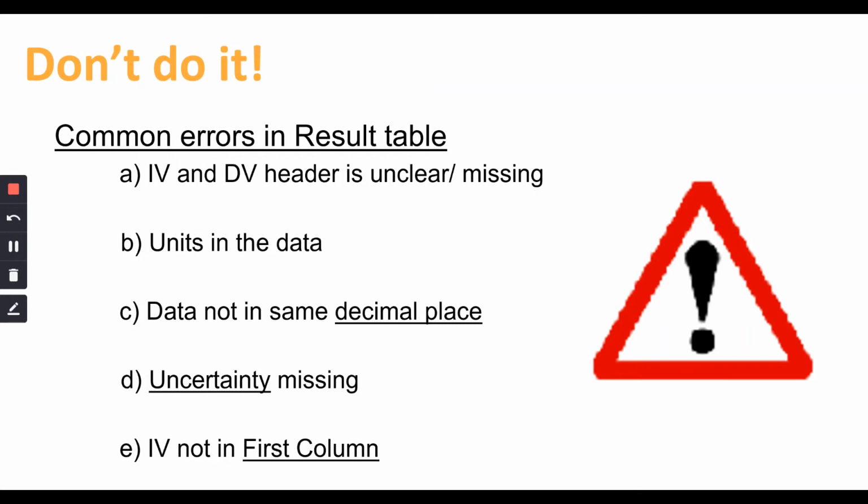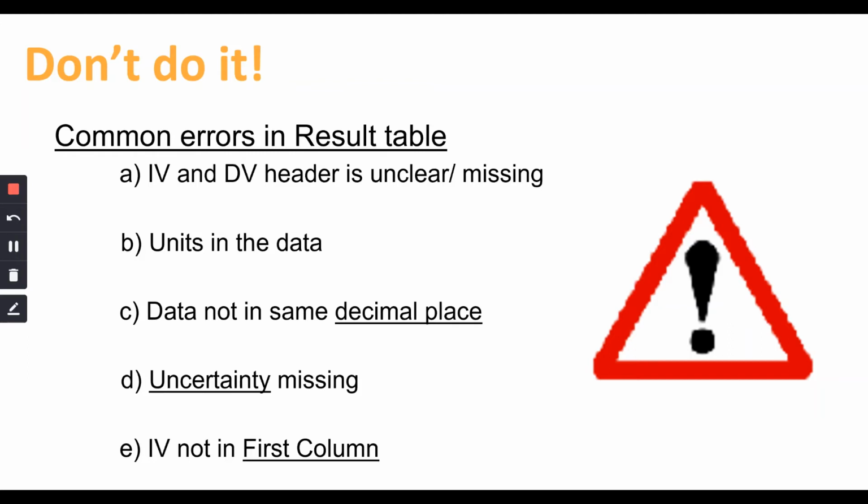We've been talking about this since IGCSE already. And the next one is data not in the same decimal place. Now, we've also mentioned this since IGCSE that you should have all your data in the same decimal place. So if you have one decimal place, then it should be one decimal place throughout. Uncertainty is related to the equipment, and so you should include that in your header as well.